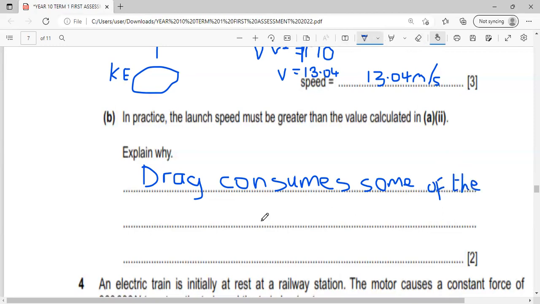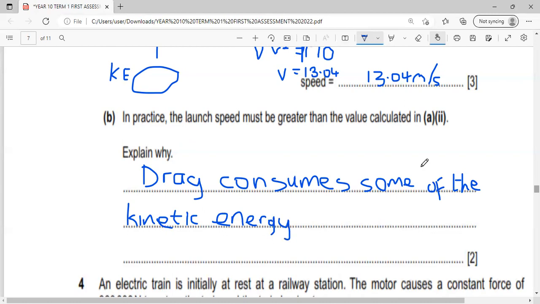Some of the kinetic energy with which you launch the model parachutist is lost. Hence, you must launch it with a speed greater than the calculated value in order to account for losses. That is the explanation. So this brings us to the end of this question, and that is exactly what your IGCSE question would look like.